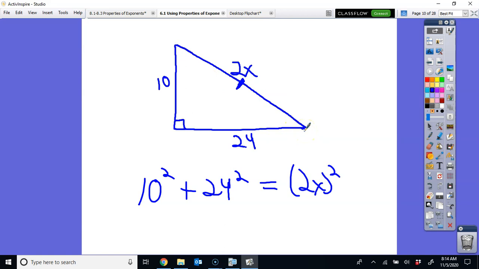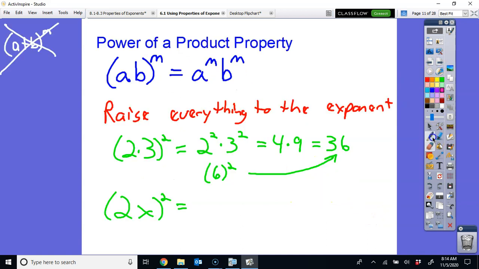I know that's a big, kind of convoluted example, but I just want to show you. Notice right here, you end up with this Pythagorean theorem, you end up with this guy right here, 2x in parentheses squared. That's exactly what this property deals with. This property tells me if I want to find out what that is, I have to square both of them. So I have to square the 2, and the x.